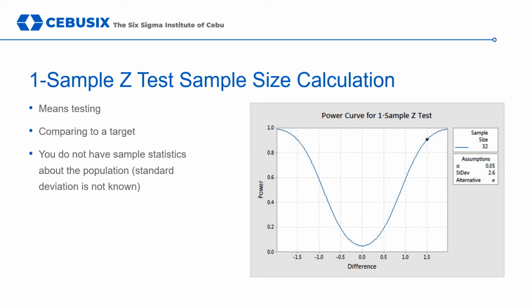The major difference between the t and z-test calculation is the standard deviation. The one sample z-test is for testing means and is used to compare the sample against a target value. In order to conduct this test, you should not already have sample statistics about the population. You do not know the standard deviation.